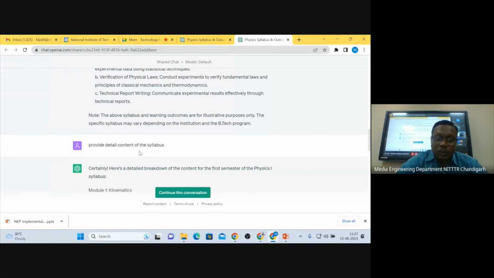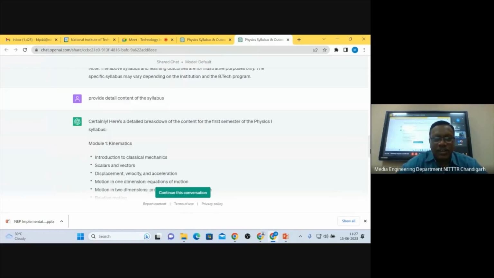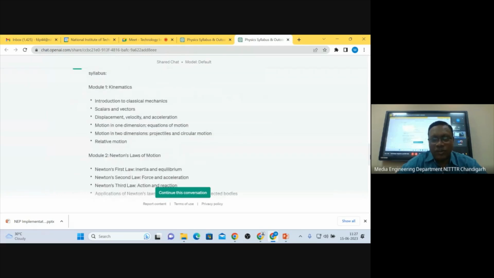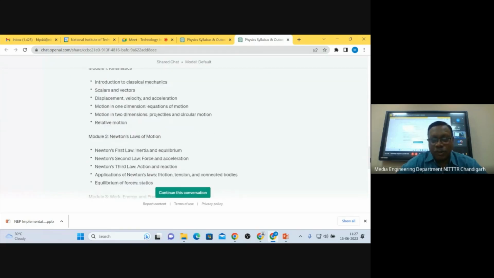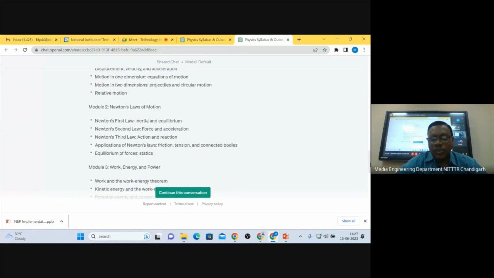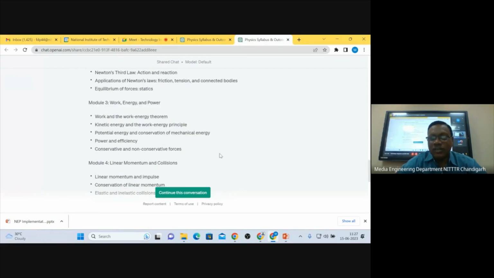So I told it to provide detailed contents of the syllabus, because this learning outcome is okay with me, course outcome okay with me. You may give me a detailed content for this syllabus. Then after that, the detailed content came. Module 1 kinematics, Newton's law of motion. Module 2, module 3 is work, energy, power, like that. Module 4 is linear momentum. So a detailed syllabus came to me.